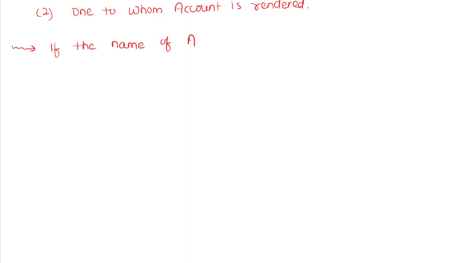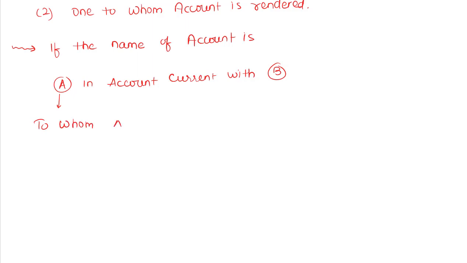If the name of the account is A in account current with B, A is basically the one to whom the account is rendered, and B is basically the one who renders the account.